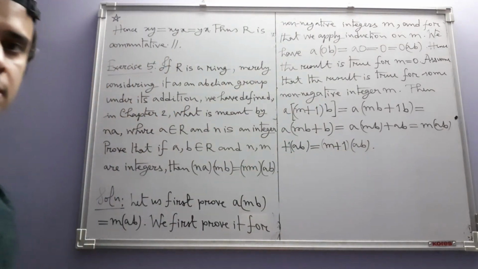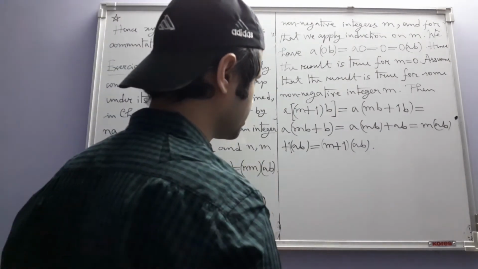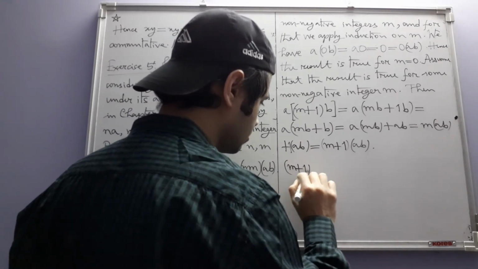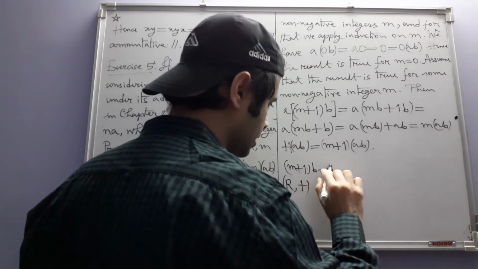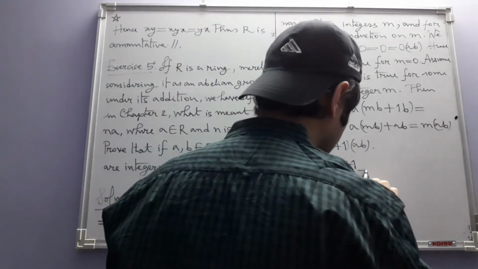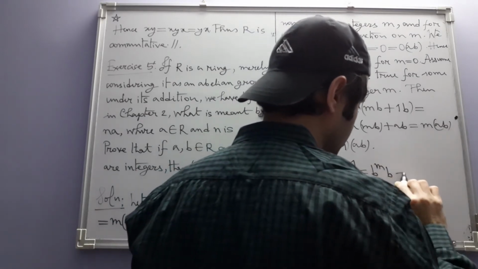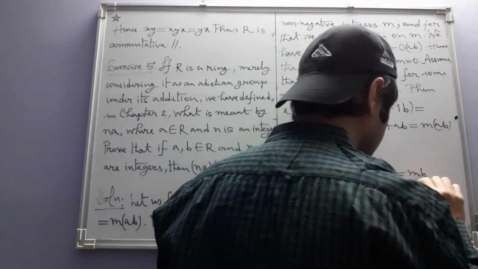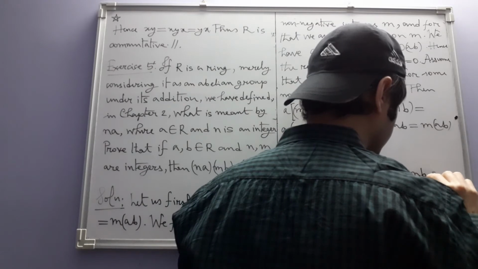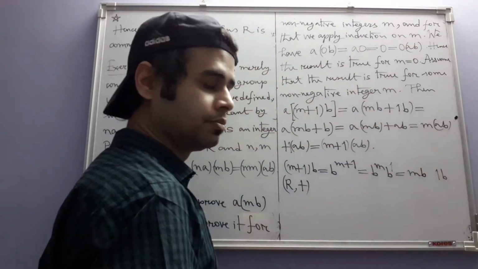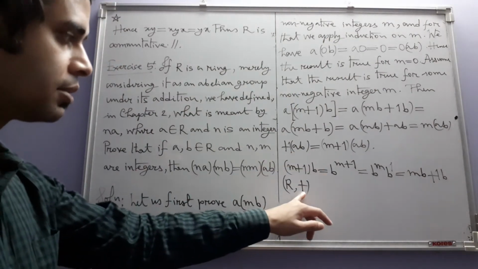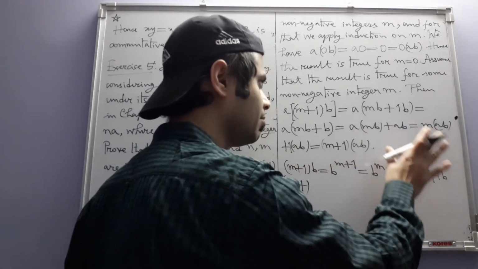So here we have written many things. What are the steps and what are the justifications? You see, first of all, we look at the first step. (m plus 1)b in our additive group in the ring is nothing but b to the power m plus 1. And according to one law of exponent, this is nothing but b to the power m times b. Now, b to the power m in our additive notation is mb, and b of course is b, or I can write b to the power 1. So mb and b to the power 1 is 1b, and since my notation is additive, I have mb plus 1b, because now my binary operation is plus. So that's how (m plus 1)b is mb plus 1b. Okay.